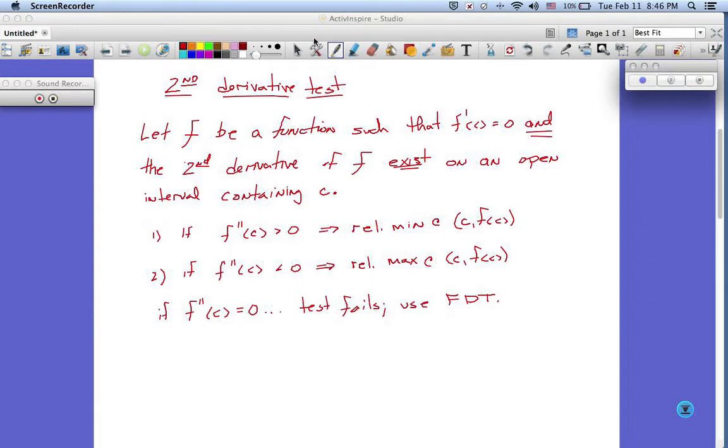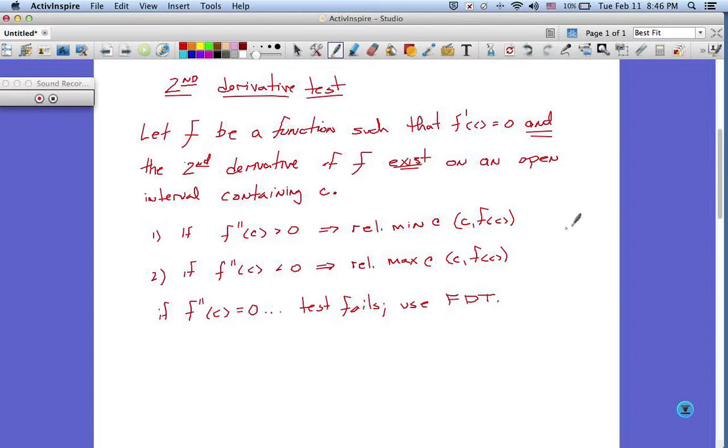That's going to imply you have a relative minimum, because think about what that means. If our second derivative is positive, that implies you have a concave up shape. If you have a concave up shape, that means it has a valley, a bottom. That would be the relative min. And likewise, if your second derivative is negative, that implies you have a concave down situation, which implies you have a peak or a relative max.